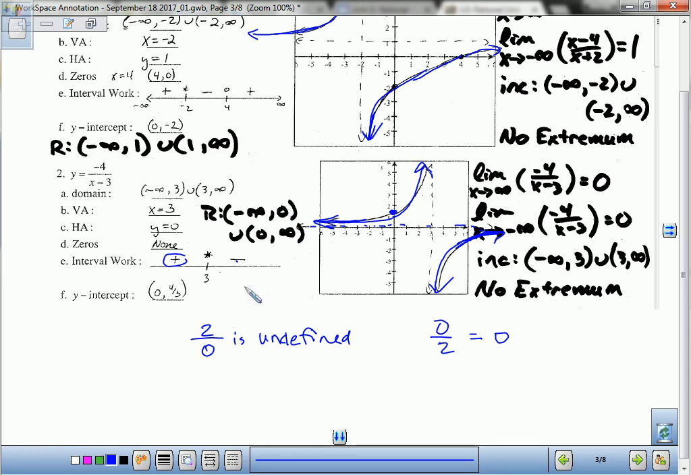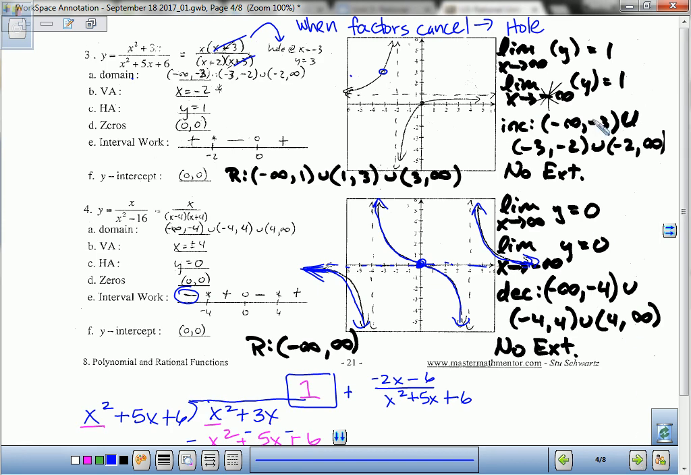So we do not include. Is the top one? And right? Because it goes up forever right here. Yes, sir. Okay. So this is the one I didn't really talk about.